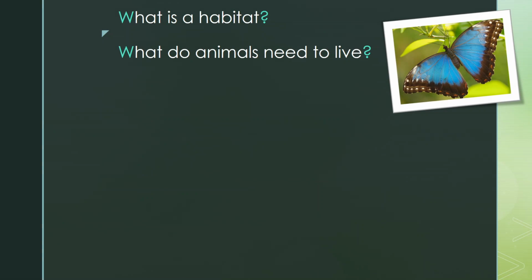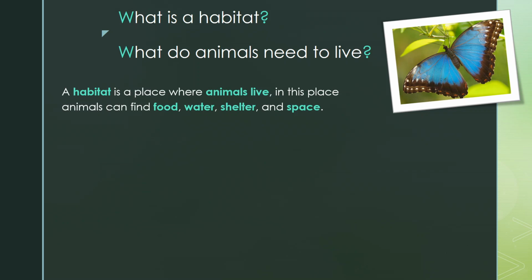Now, what is a habitat? Can you answer that question yourself? And what do animals need to live? Try to answer this. You can pause the video now. Alright, so we can say that a habitat is a place where animals live. In this place, animals can find food, water, shelter, and space.